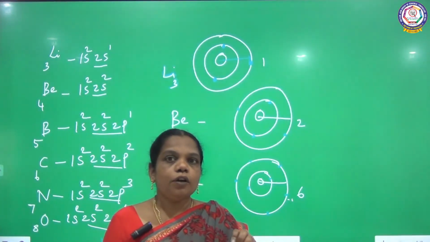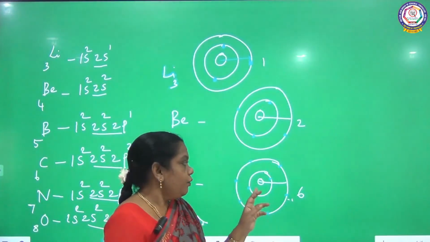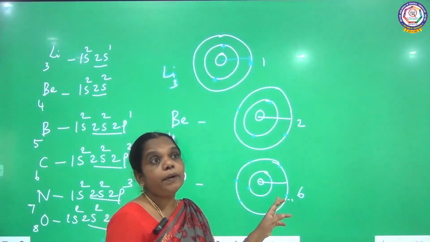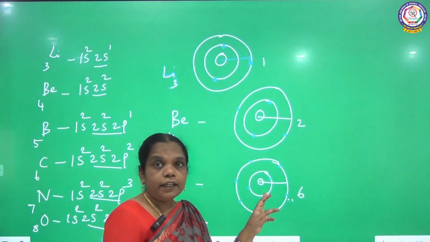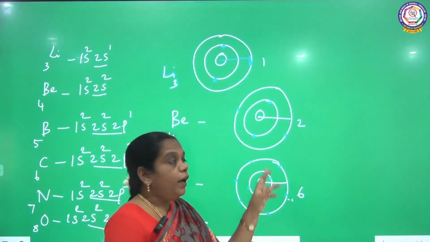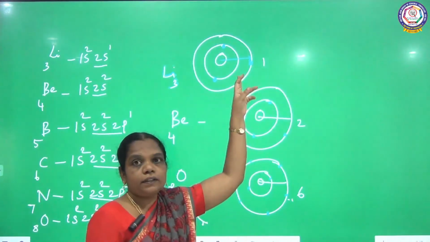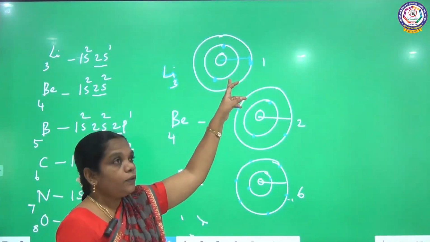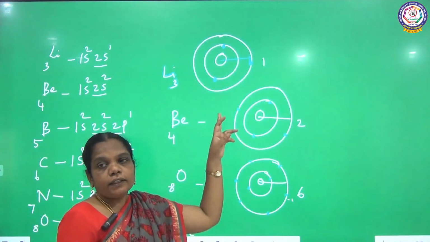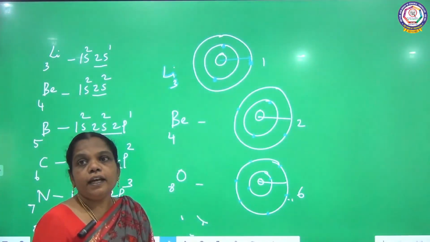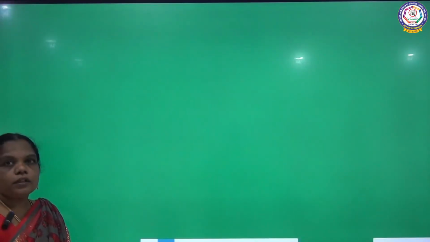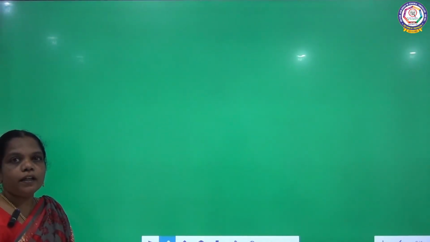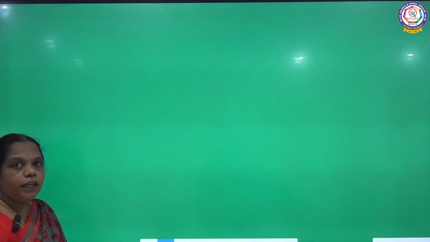So we need only minimum energy. Here we have to spend maximum energy for removal of the electron, so the ionization energy is increasing. And here, the minimum energy. So when comparing this, the ionization energy is increasing along the period. Now children, we are going to compare the ionization energy down the group, the first group elements.